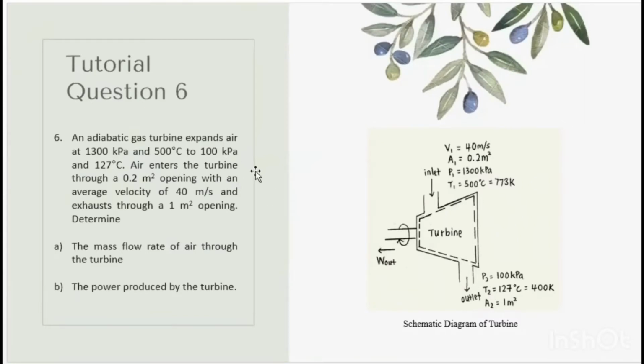Air enters the turbine through a 0.2 meter square opening with an average velocity of 40 meter per second and exhausts through a 1 meter square opening. So 0.2 meter square will be A1, 40 meter per second will be V1, 1 meter square will be A2. So this is our schematic diagram of the turbine. The air will enter the inlet, and this is the system in the turbine, and will go out through the outlet. So we need to determine the mass flow rate of air through the turbine and the power produced by the turbine.